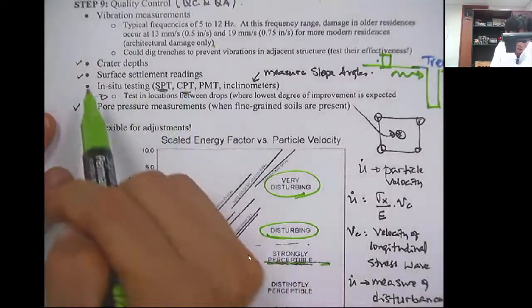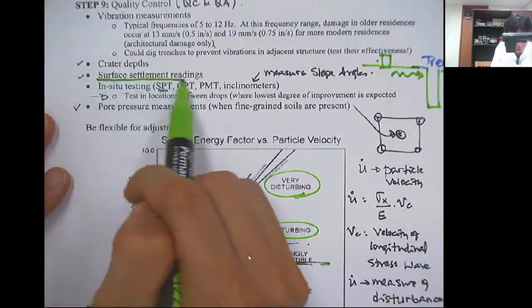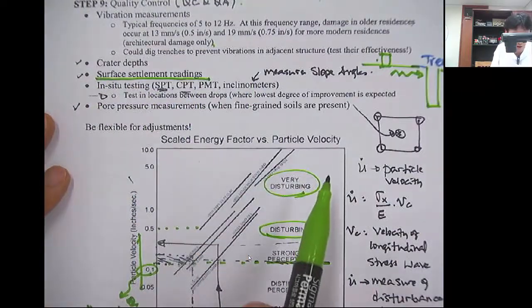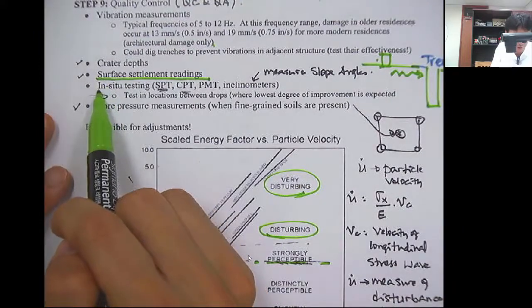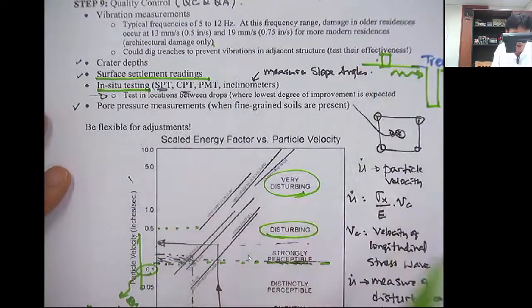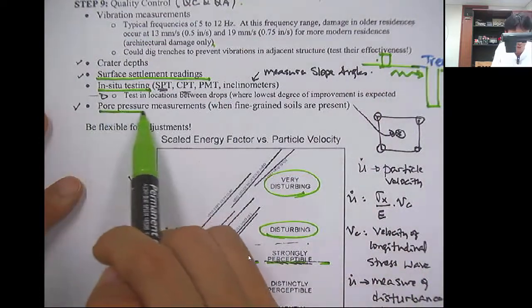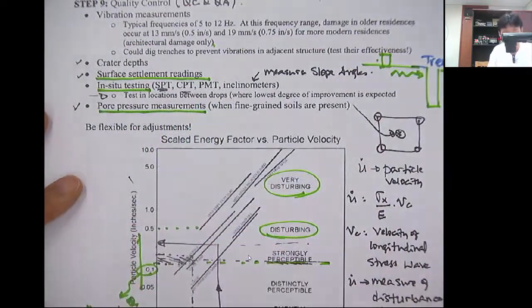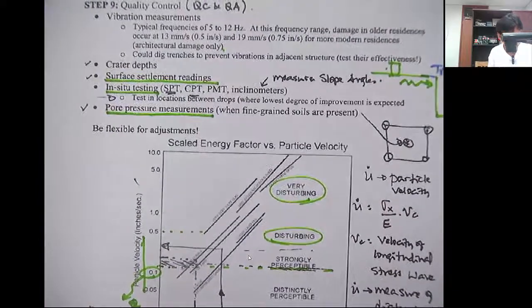And for quality control, you can measure the surface settlement, and also you can perform some in situ testing like SPT and CPT and PMT. Also, you can monitor the pore pressure dissipation when there's a clay layer.